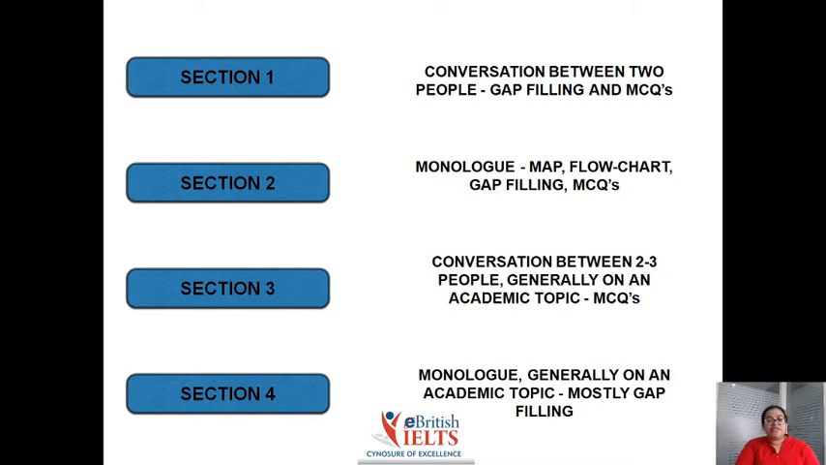The third section is generally a conversation between 2 to 3 people and can or cannot be an academically inclined conversation. So 2-3 people will be talking about, let's say, deciding upon a particular college or talking about the different subjects available.